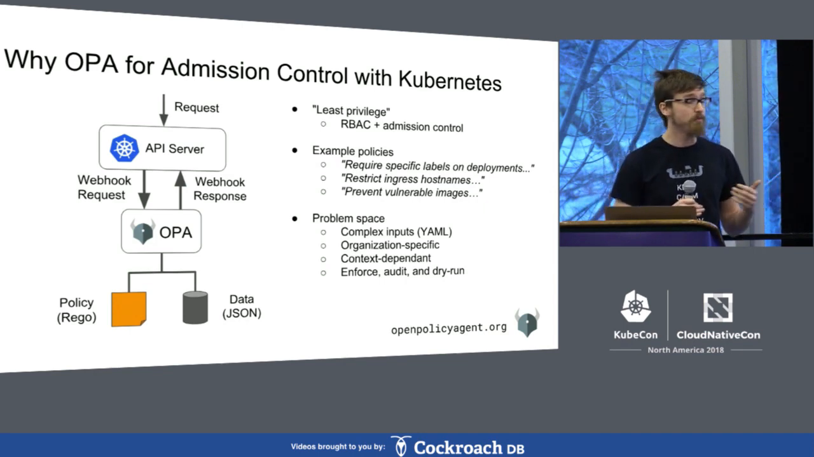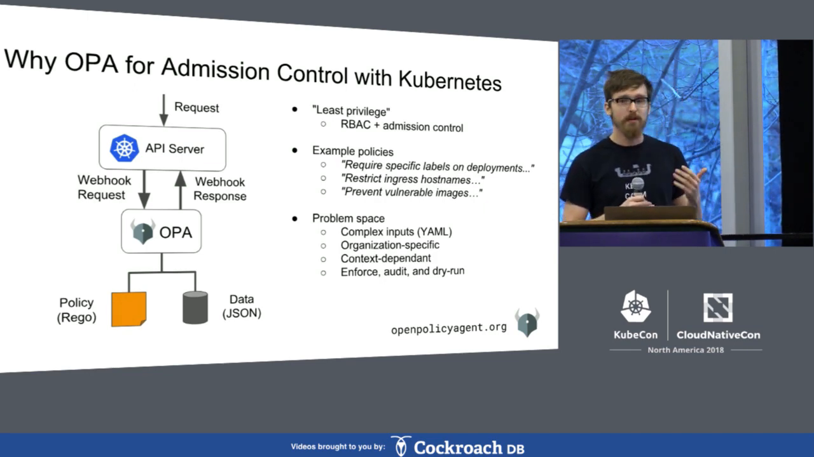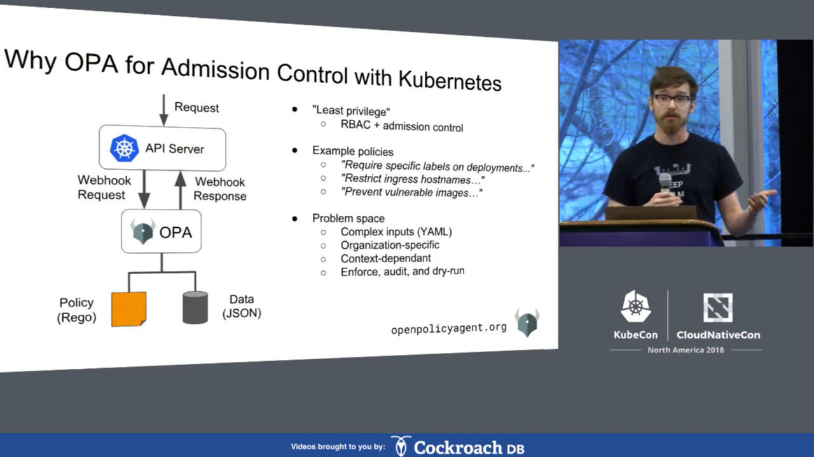Moreover, a lot of the time, these policies are very organization specific, right? Everybody has a slightly different way that they run Kubernetes, and so the policies reflect that. And then on top of that, a lot of the time, the policies that people want to enforce depend on context. They depend on data or information from other systems in the organization, right? And so if you take all these requirements and you try to come up with a language to codify these kinds of rules, you end up with something very similar to OPA, or OPA's policy language.